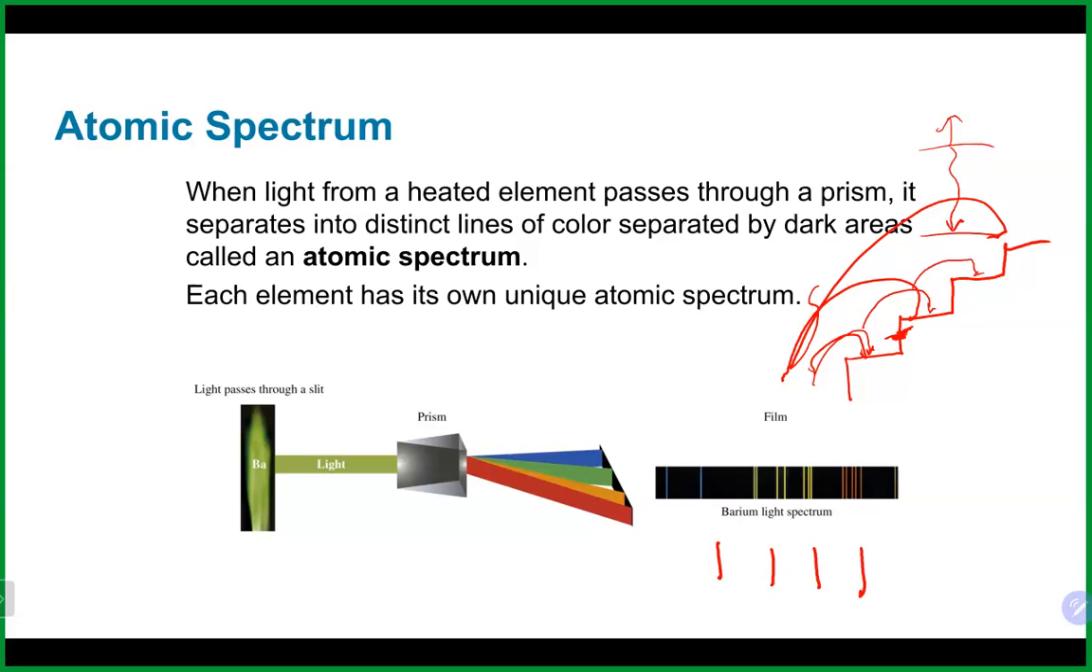So by what colors you see in the line spectrum, and what wavelength they come out at, you can actually make a good prediction as to what element you're looking at. They are so unique in that sense.